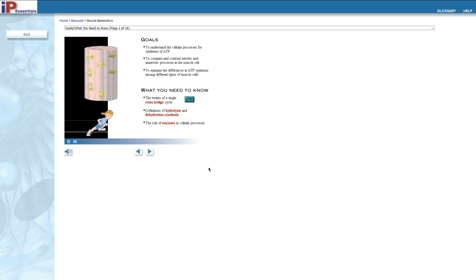To review the events of a single cross-bridge cycle, click the Link button. If you use a link button, you can return to the page you started from by clicking the Return button. To see definitions of terms, click the bold red words.